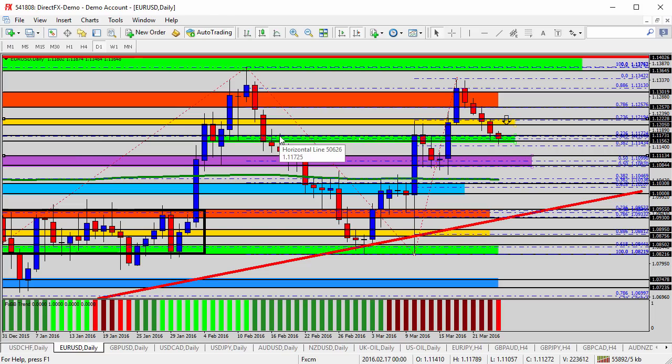You see some resistance here and even some support back here on the left-hand side of the chart. So the green zone, very interesting, 1.1155 to 75. So we'll put that as our intraday support here. So we see support here, resistance here.